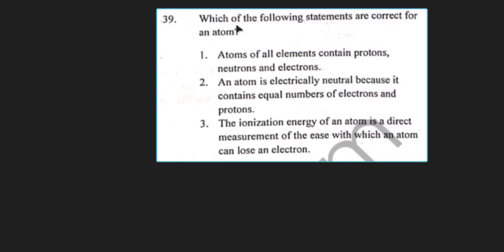Question 39. Which of the following statements are correct for an atom? 1. Atoms of all elements contain protons, neutrons, and electrons. Is this true? Of course not. We have hydrogen, for instance, hydrogen 1 and mass number 1. For number of neutrons, it is mass number minus atomic number, which is 0. Therefore, hydrogen has 0 neutrons, making it false.